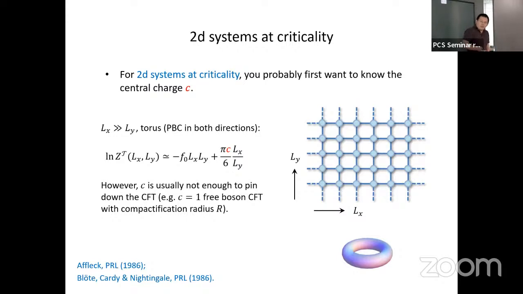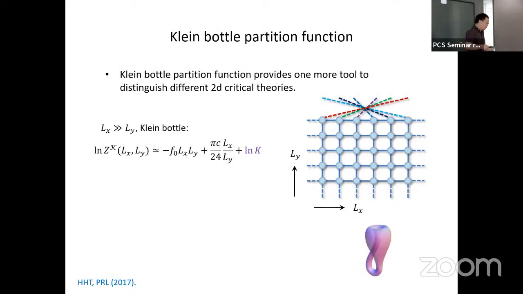So this brings me to the introduction of the Klein bottle partition function. One reason I have been doing this is I would like to have some universal quantity which helps you to distinguish different critical theories. You have the central charge, and together with another universal quantity, then perhaps you can refine your guess of the possible theories. And the Klein bottle function is actually very simple.